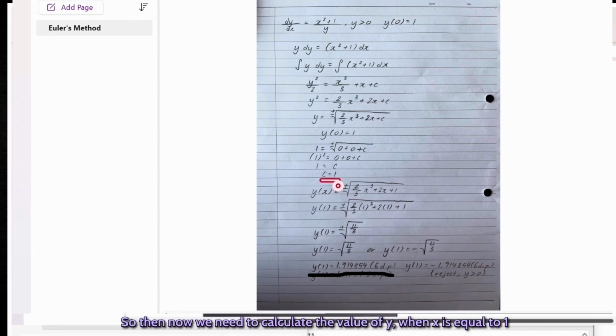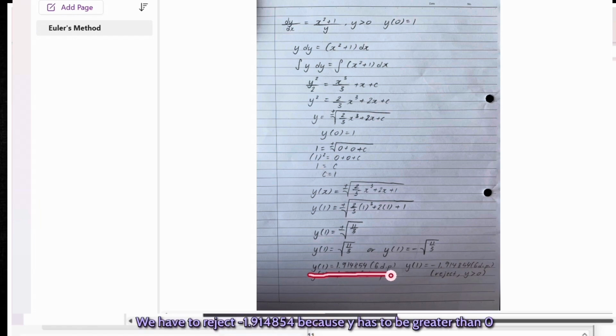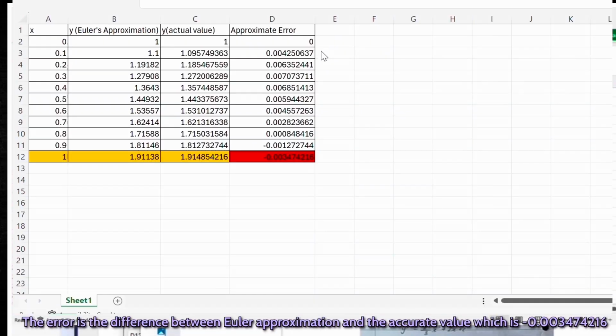So now, we need to calculate the value of y when x is equal to 1, and our final answer is 1.914854. We have to reject minus 1.914854 because y has to be greater than 0. The error is the difference between the Euler's approximation and the accurate value, which is minus 0.003474216. This is the end of my presentation.